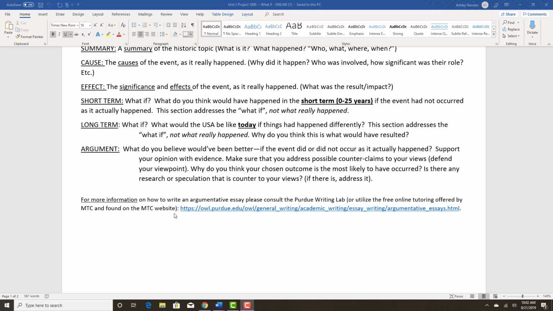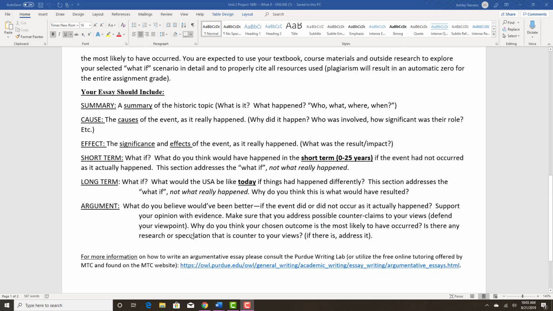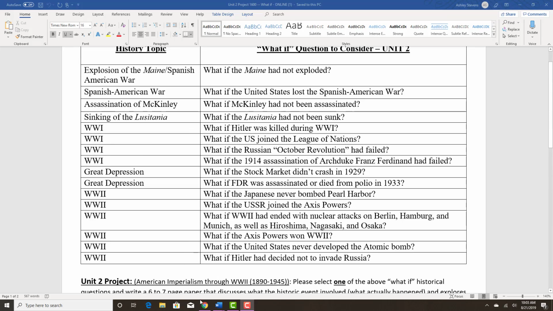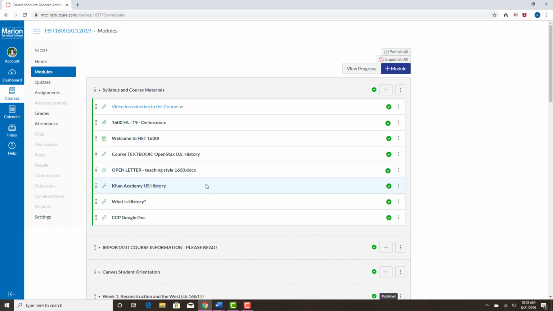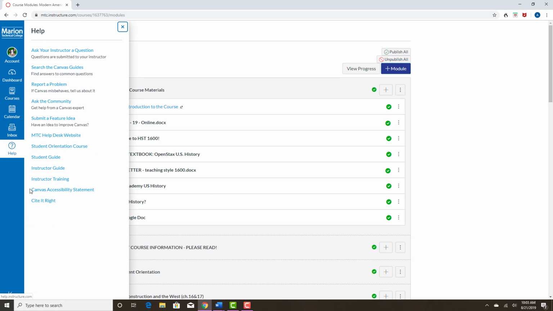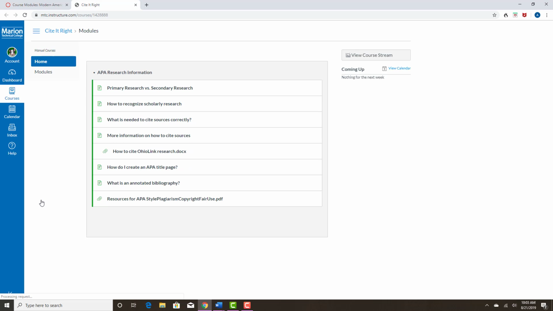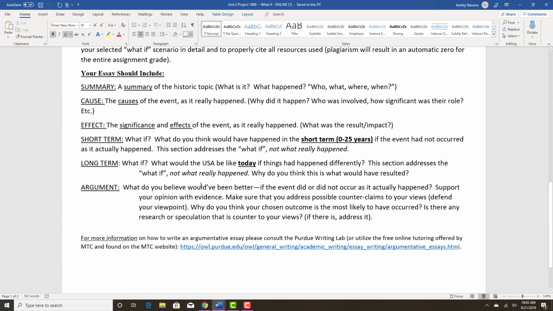If you have concerns about writing an essay, if you've never written an APA format essay, then please peruse the Purdue OWL website. This is one of the best writing labs I've found so far. I've linked it right here for you. There is also a writing lab, a tutoring lab within Canvas. So if you go to Canvas, you go to the help button, Cite It Right is an option that all of you have access to by having access to Canvas, and there are a lot of examples within Cite It Right as well. So if you need that, that is there. And you can also reach out to me.